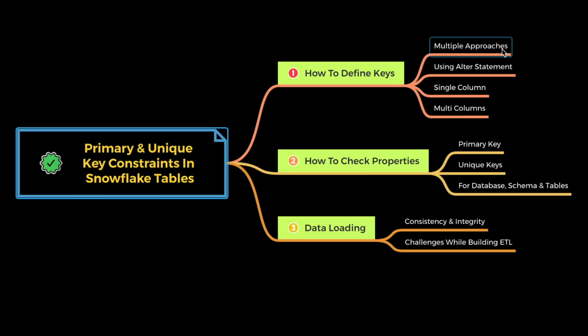So let's understand how we can define primary keys and unique keys in Snowflake tables, and how to track the table properties to check if these tables have primary keys or unique keys using different SQL commands. Also, understand the impact of data loading with primary keys and unique keys applied in our table, and other challenges while building an ETL solution when these keys are not enforced by Snowflake.